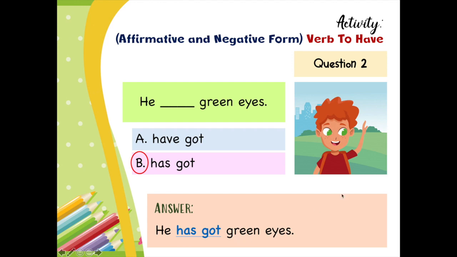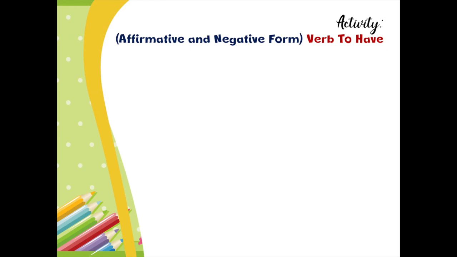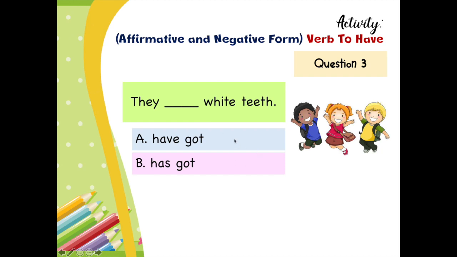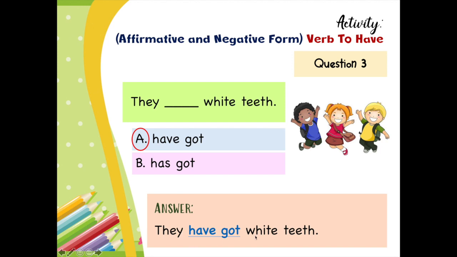And the last question for this activity, question 3. They blank white teeth. Okay, look at their teeth here. Are they white? Yes, it is white, right? And you need to choose the best and the correct answer. So the subject pronoun is they, so if they, you have to use, very good, they have got white teeth. So the answer is they have got white teeth.